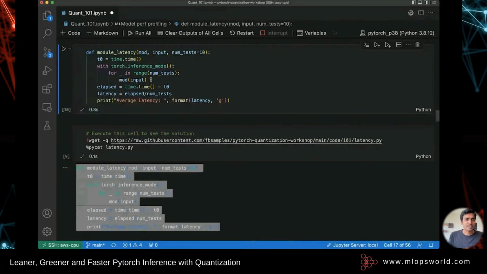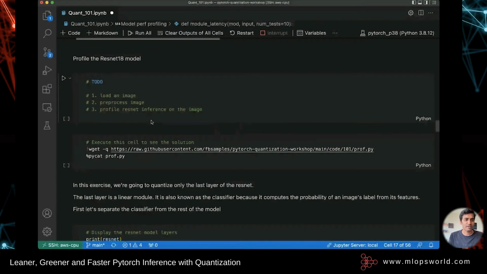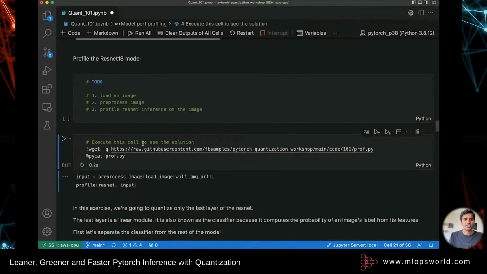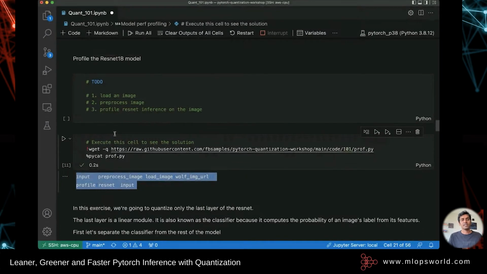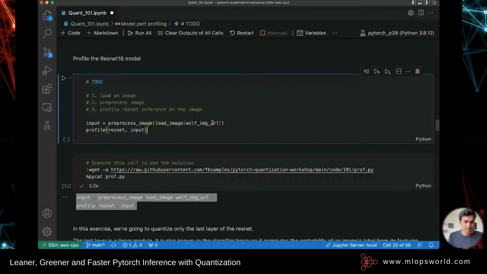So we have the module latency code in place. Now all we want to do is profile the ResNet model. The simple steps for that are: you load an image, you pre-process that image, that is you prepare it for inference for the ResNet, and then you run the inference while profiling it. Like I mentioned, the pre-processing is very specific to ImageNet trained models, and since we have a ResNet which is trained on ImageNet, that works pretty well. Fairly simple.